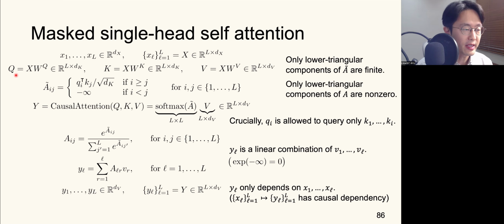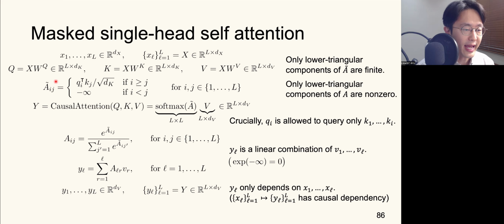So overall, the mechanism is, of course, very similar to the unmasked single-head self-attention mechanism. The only difference is the mask. The input sequence, as before, is denoted by these x's, and these x1 up to xL vectors can be stacked into this big X matrix. And the Q, K, V matrices are formed in exactly the same way. But then we form this A tilde matrix. The ij-th component of the A tilde matrix is given by the inner product between Qi and Kj, as was the case for the unmasked single-head self-attention.